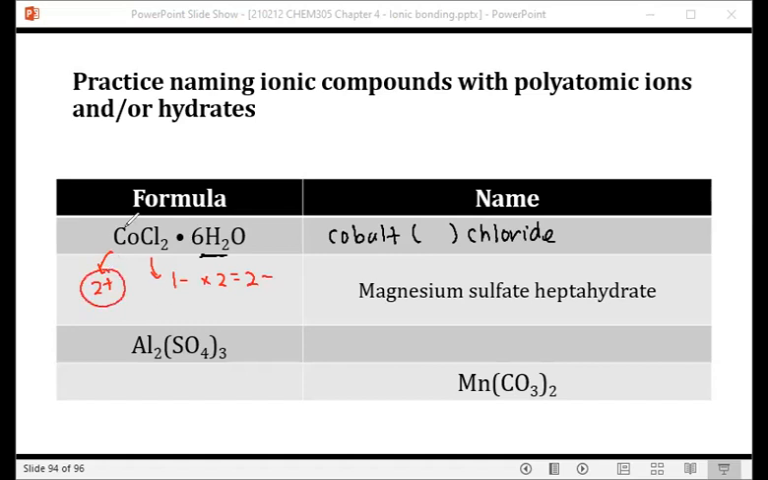Because there's only 1 atom of cobalt, that 1 atom of cobalt must have a charge of 2+, so that the charges overall add up to 0. -2 plus +2 equals 0. So we have cobalt 2 chloride. And then for the hydrate part, we have 6 water molecules. So the prefix for 6 is hexa, and then hydrate.